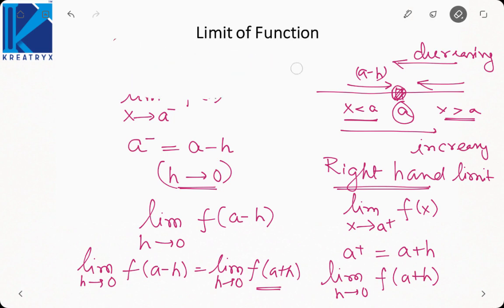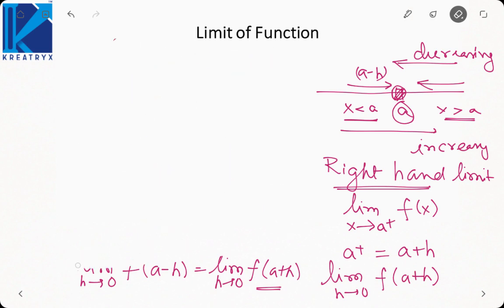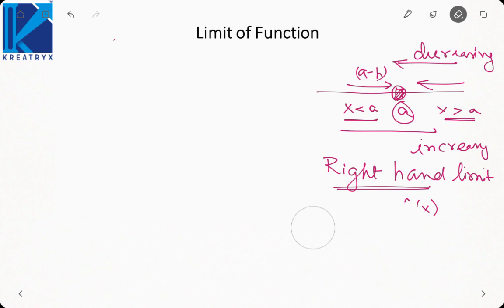Now let me show you where the limit will not exist. Let me show you an example.